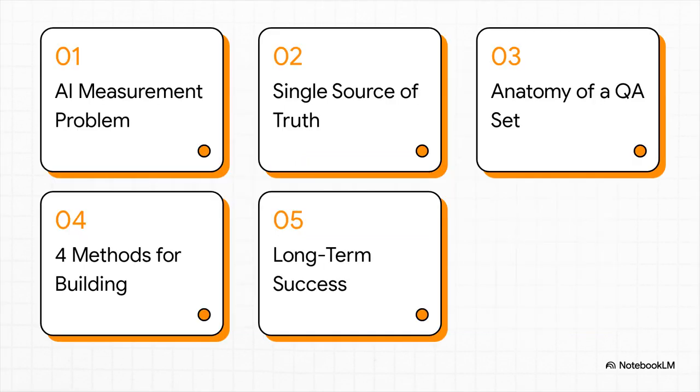Okay, so here's our game plan. We're going to start with the AI measurement problem itself. Then we'll talk about the solution, your single source of truth. From there, we'll dissect the anatomy of a perfect QA set, cover 4 different ways you can build one, and wrap it all up with 5 key rules for making sure it succeeds in the long run.